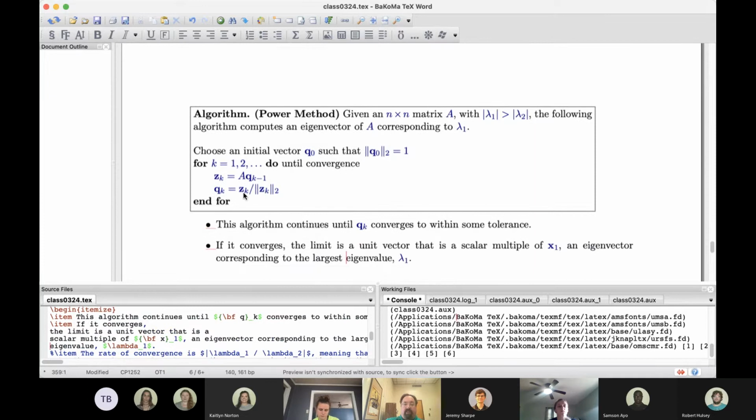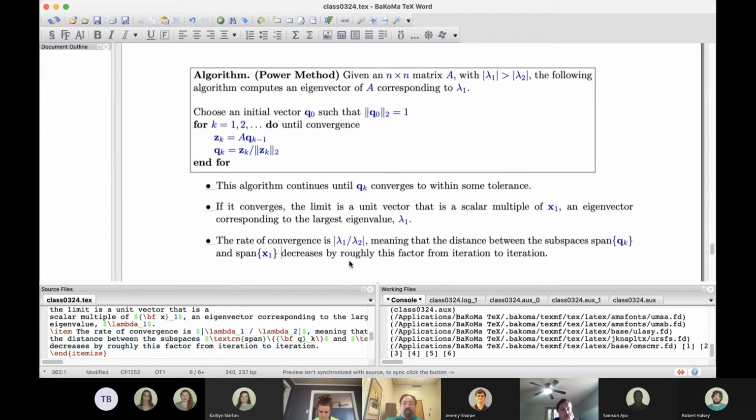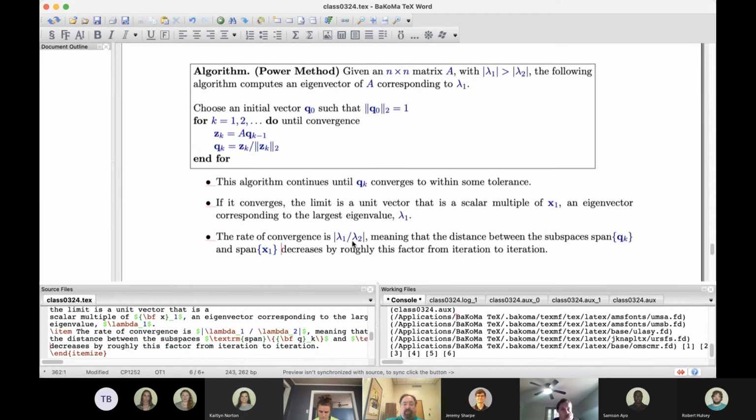Okay, so we can keep going until qk converges. So if it converges, and that is a big if, the power method does not always succeed. But if it does succeed, we'll get a multiple of x1. And I could use that to get the largest eigenvalue, lambda 1. But here's the problem. The rate of convergence is lambda 1 over lambda 2. So in other words, the distance between qk and x1, the subspaces, decreases by roughly this factor.